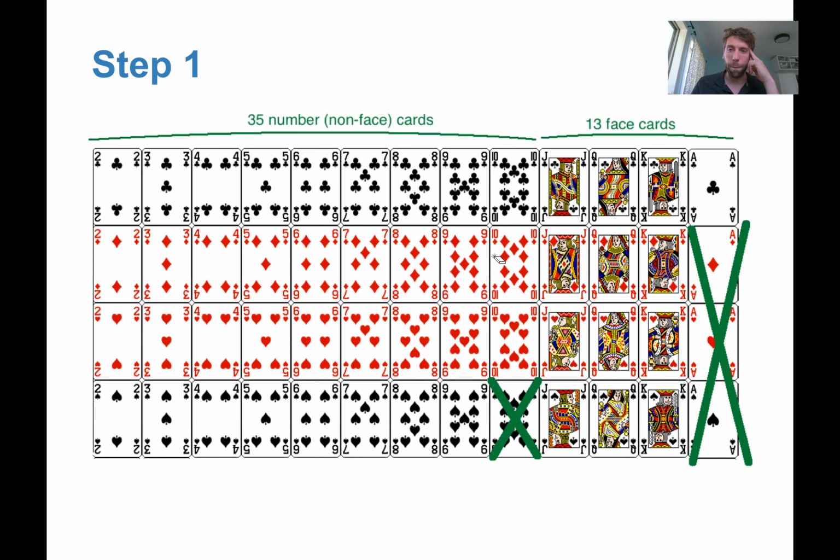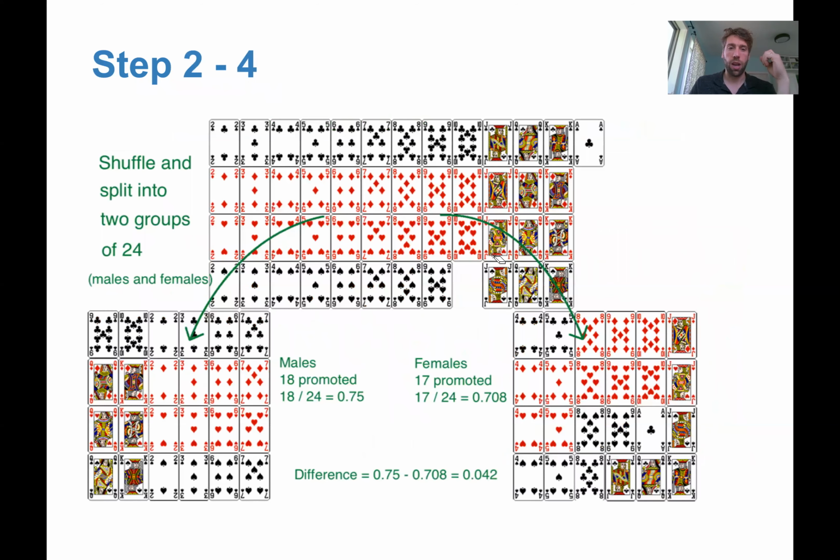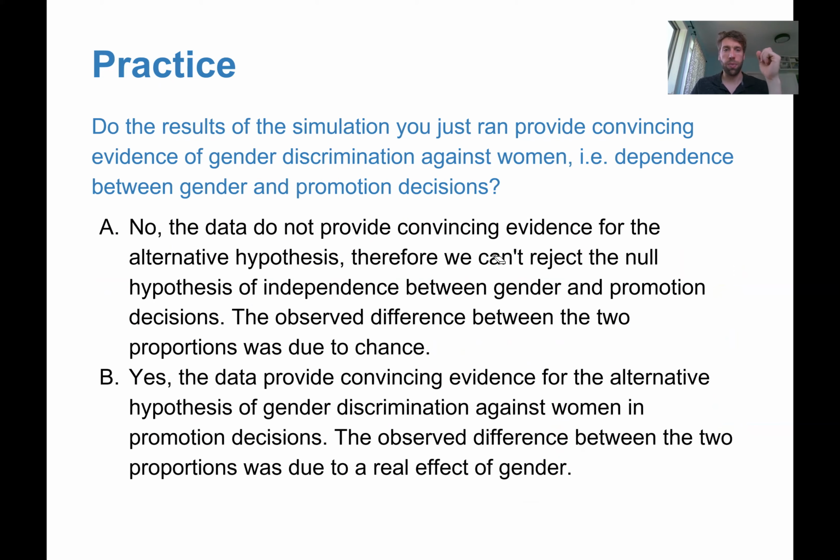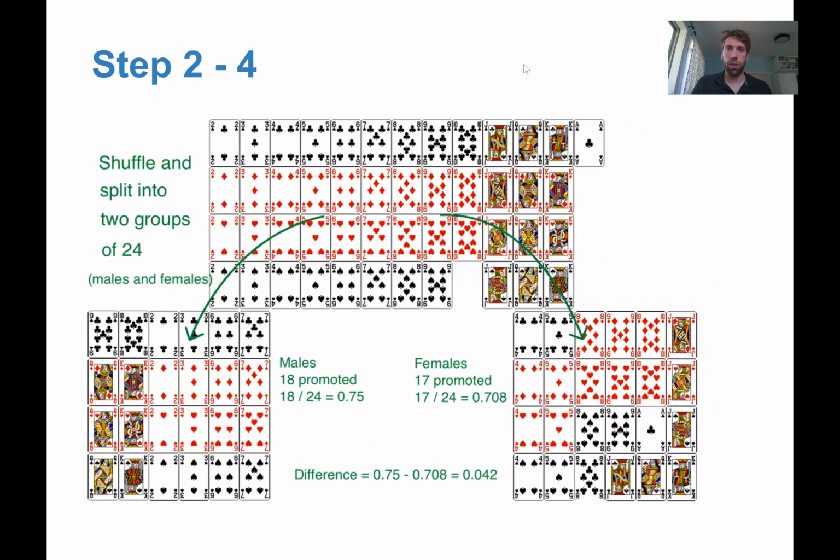All right, just to recap, take a deck of cards. Take out 3 aces. Take out 1 number card. Your number cards are promoted cards, and your face cards are not promoted. Then deal them into 24 male and 24 female. Then compute the fraction of how many were promoted, and then compute the difference. Okay? All right, I'm going to pause the video now, and I'm going to grab a deck of cards.